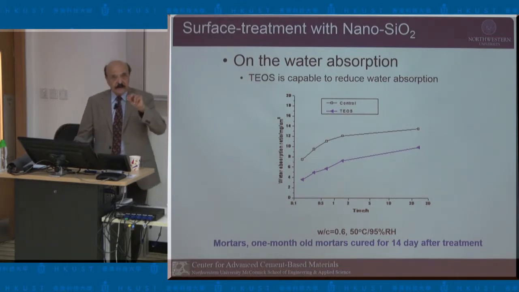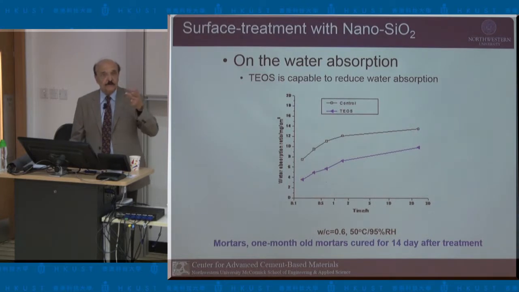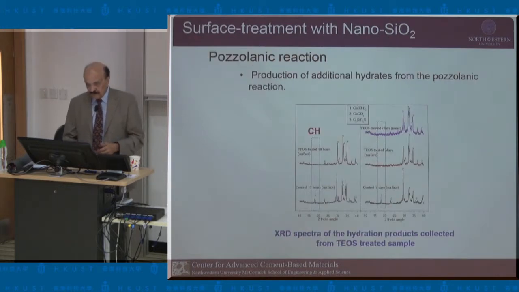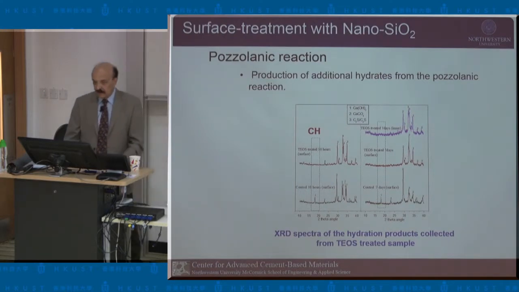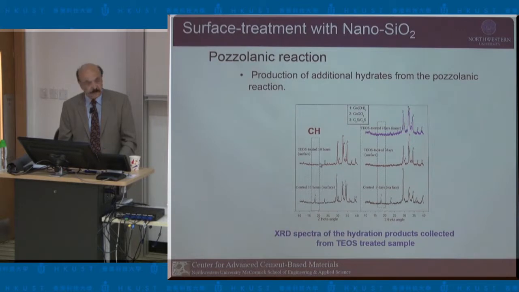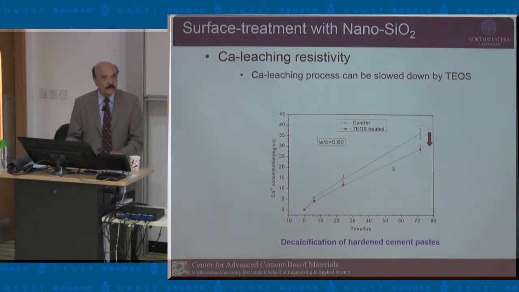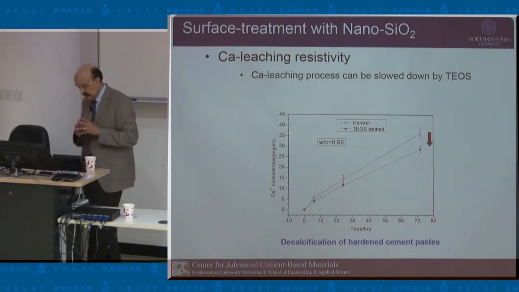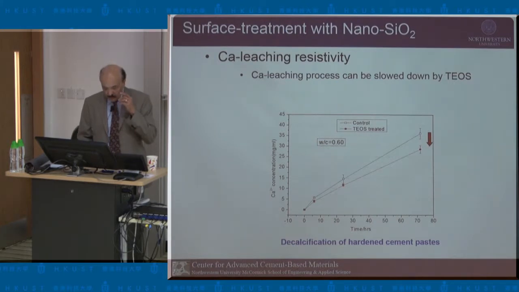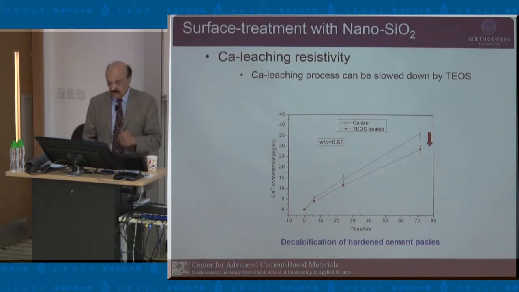Now the nanosilica that is deposited certainly will go into the pore as a filler, but it will also act as a pozzolanic material. And to show that, Pankun did some XRD, and I don't know whether you can see it, but the calcium hydroxide was reduced. He also did some calcium leaching, and also this is when it was TEOS treated. Nanosilica, just as we saw in the Bilbao work. Now, the question is, what happens at the nanoscale with, for example, nanosilica?